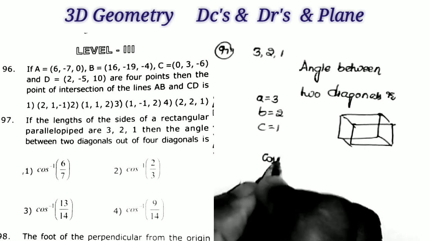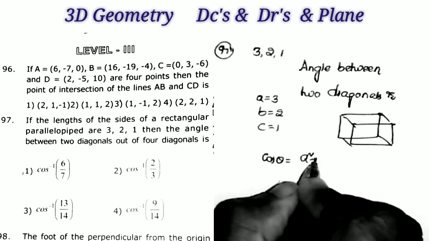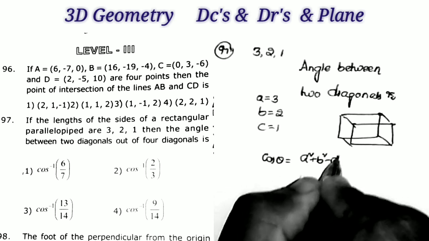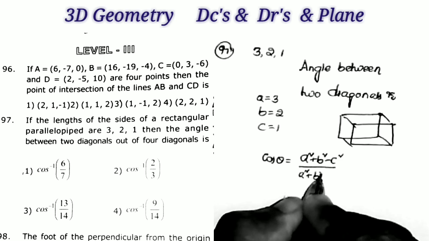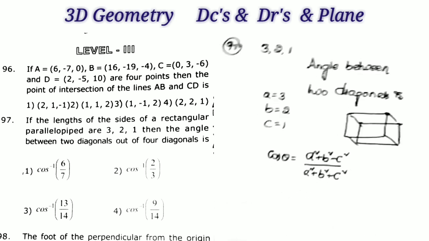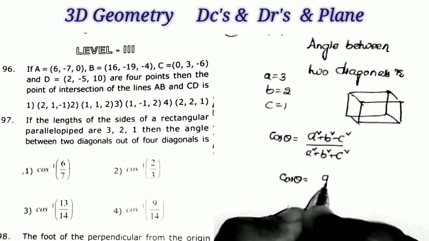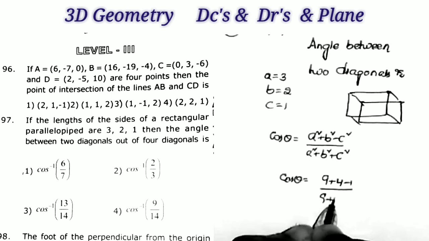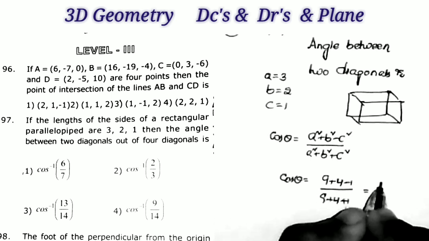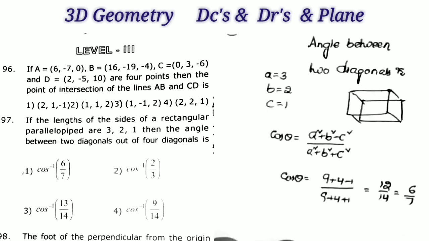Therefore, the angle between any two diagonals of a parallelepiped is given by the formula cos theta is equal to (A square plus B square minus C square) by (A square plus B square plus C square). Okay, this is the formula. Now replacing the values, cos theta is equal to (9 plus 4 minus 1) by (9 plus 4 plus 1), which is equal to 12 by 14, that is equal to 6 by 7.